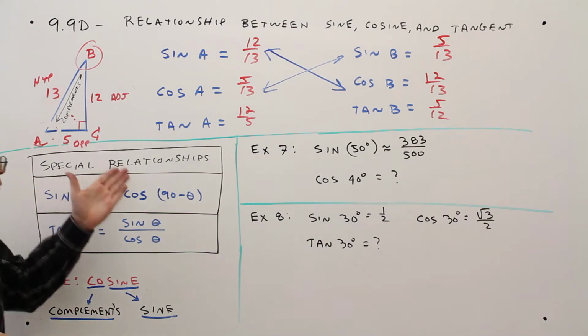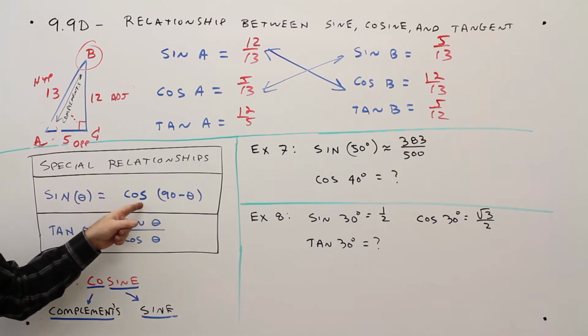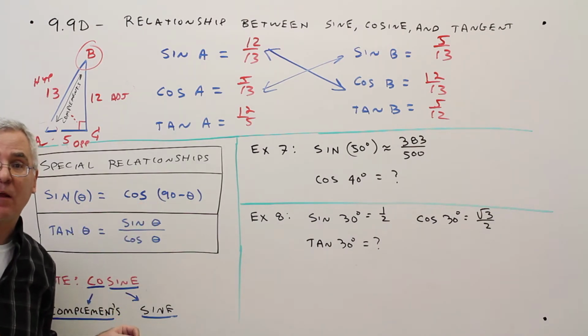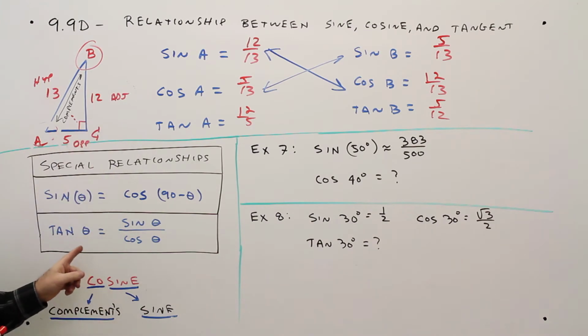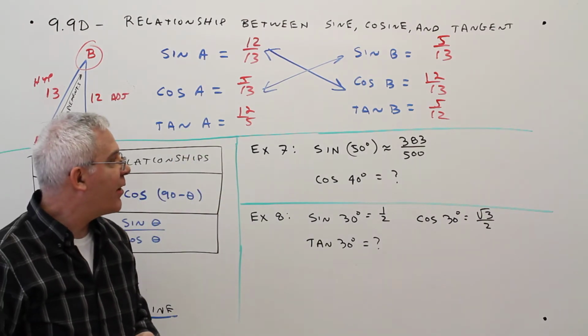Okay? So for our special relationships, the sine of theta equals the cosine of 90 minus theta. And one more relationship, the tangent of theta is the sine of theta divided by the cosine of theta. One interesting thing about the name cosine, it literally is derived from the complement's sine, co-complement's sine. Okay, so now we've got two more examples.